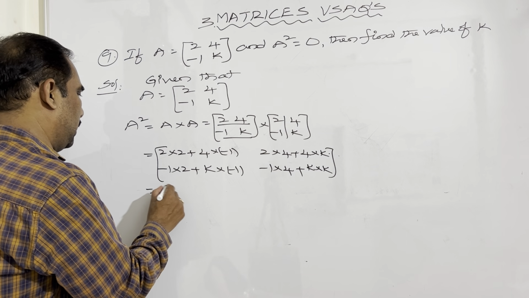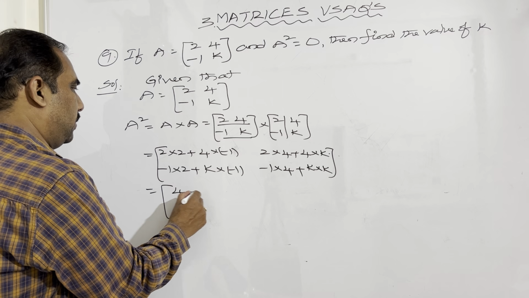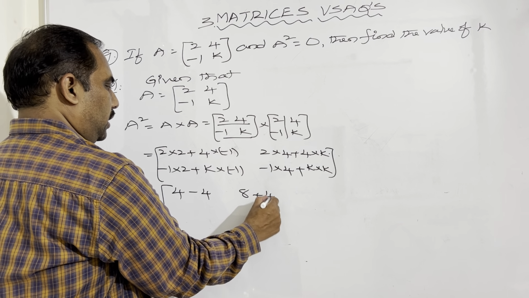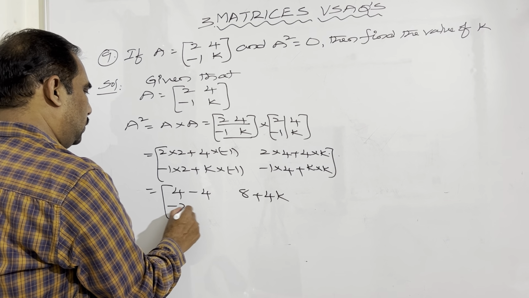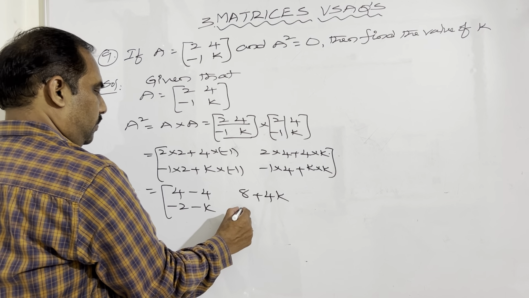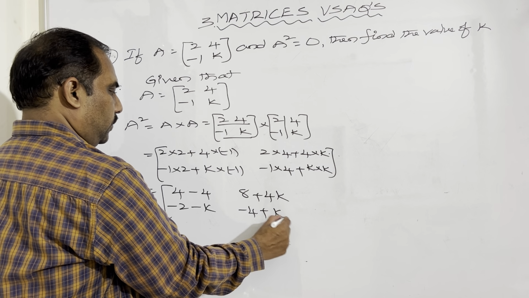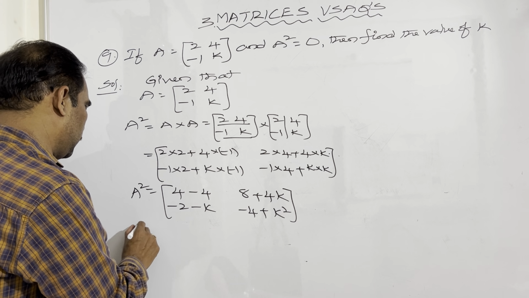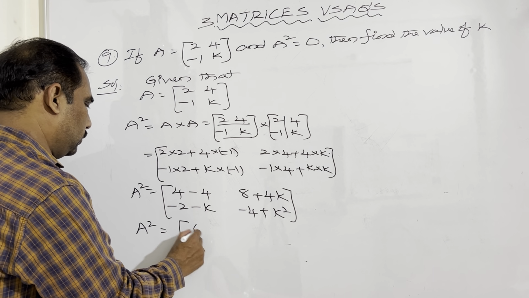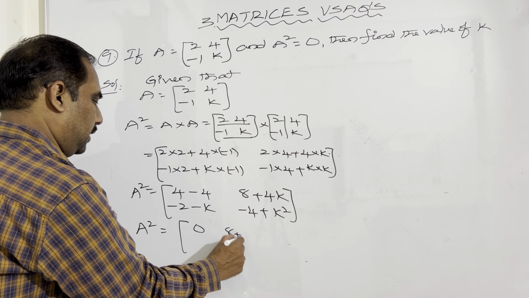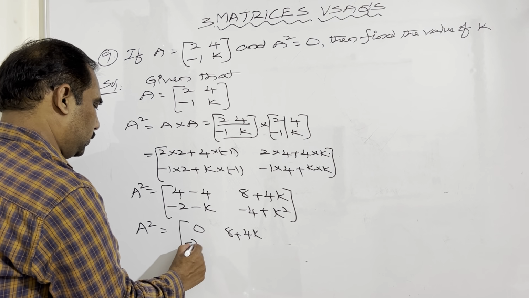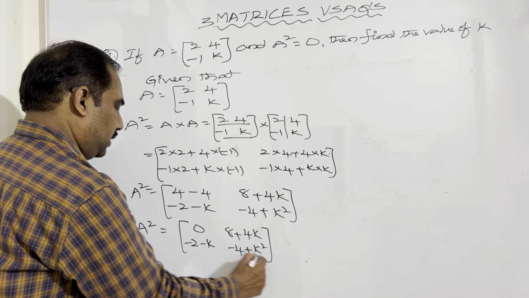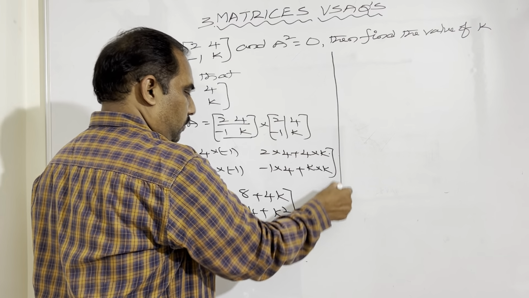So which is equal to, clearly we get, here 4 minus 4, and here 2 into 4 is 8 plus 4k, and here minus 2 minus k, and here minus 4 plus k square. So this A square is equal to, we have here 0, and this is 8 plus 4k, and here minus 2 minus k, and here minus 4 plus k square. See what is given here, A square is equal to O.